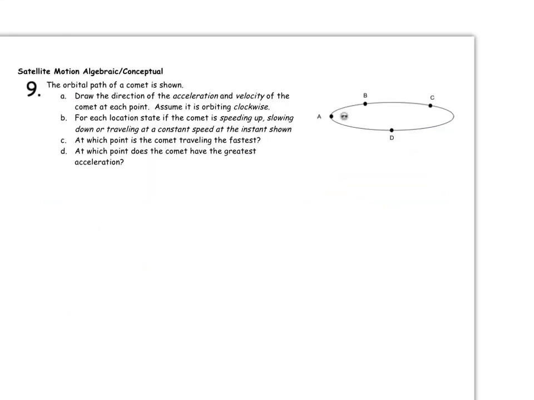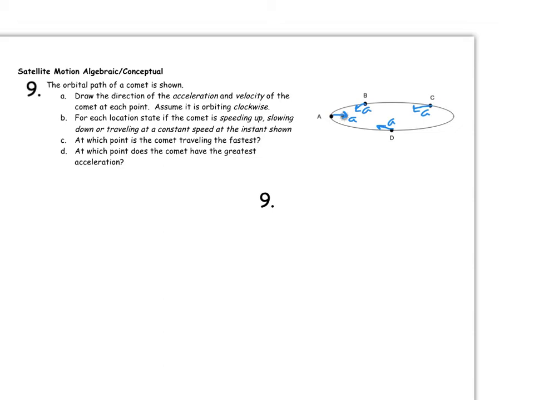So we're going to move on here to some problems involving satellite motion. For this first one, we have the comet shown. We're told that it's orbiting clockwise, so something like this, from A to B to C to D and back around. And we first want to draw the direction of the acceleration at each of those points. The thing causing the acceleration is the force of gravity from the sun, so our acceleration will always be pointing towards the sun. Now, I'm not necessarily drawing these to scale, simply drawing the direction. It obviously would be less out here at C because it's further away.